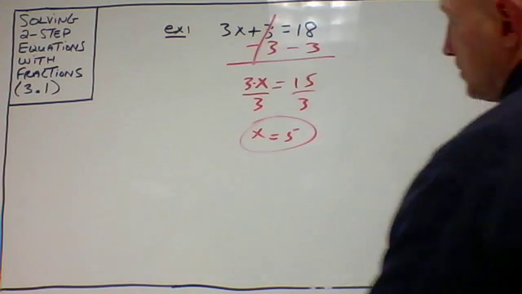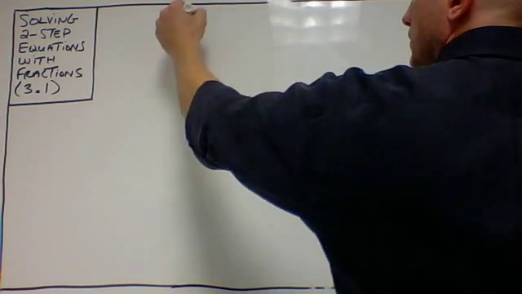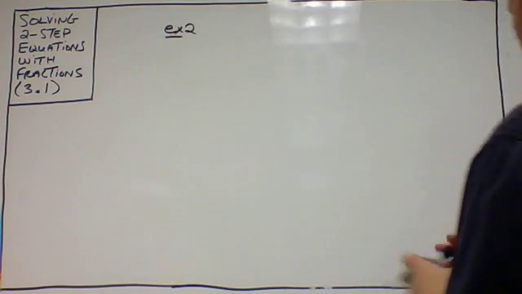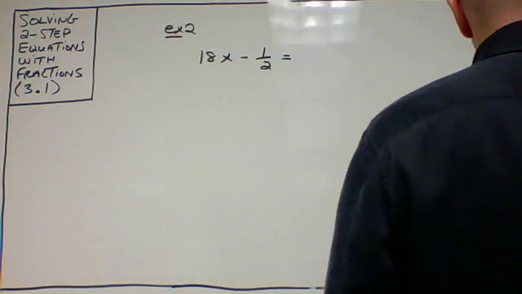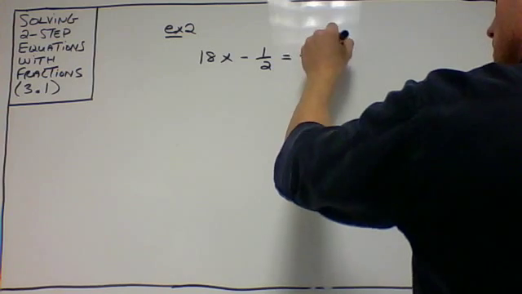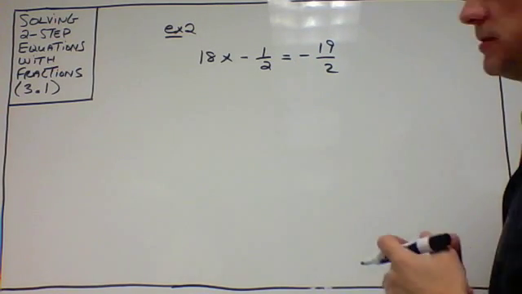Now let's throw some fractions in. 18x minus a half equals negative 19 over 2. So you need to know how to add and subtract fractions.